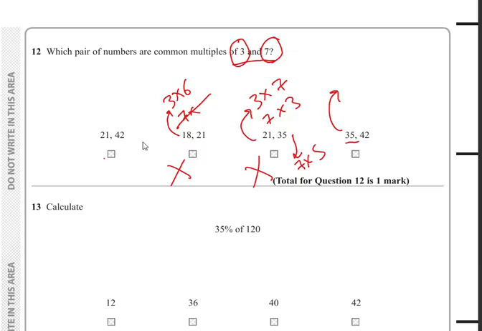And here 21 actually is the correct answer, or this option here, because 21 is 3 times 7 or 7 times 3, while also the same thing here for 42. 42 is 7 times 6 or 3 times 14, right? Yeah, 3 times 14.